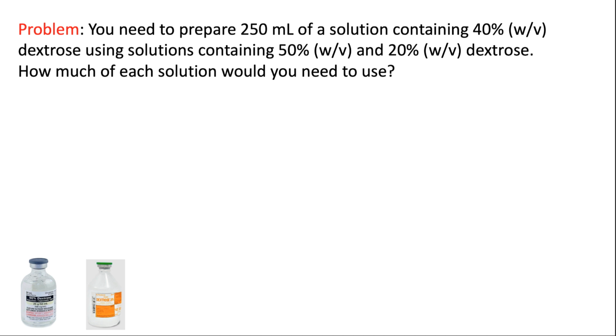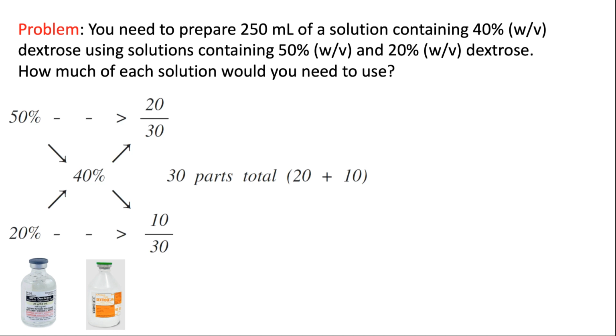So with that as enough background, let's go ahead and set up our alligation alternate method. We start with our high strength on top, so we have the 50% on top, directly above the lower strength, which is the 20%. Our target, which is 40%, goes directly in the middle and to the right. So let's start up above with the 50%, follow our arrows down from upper left to lower right, and we cross subtract.